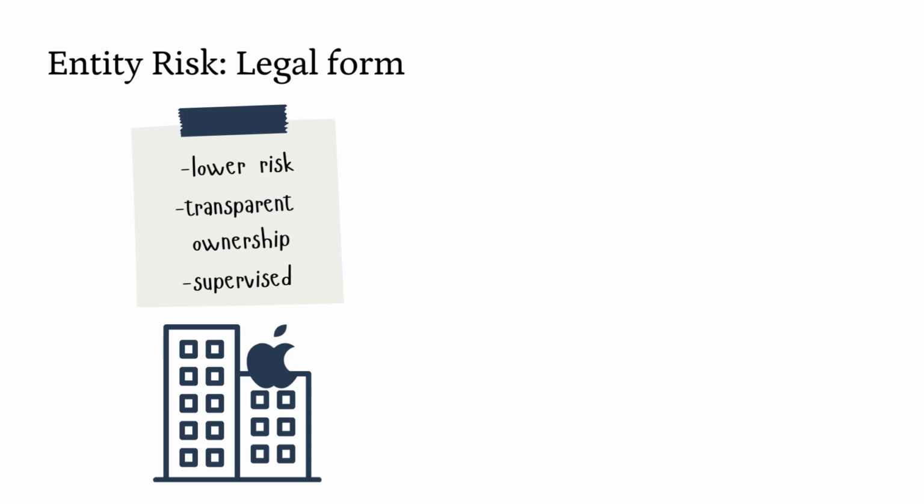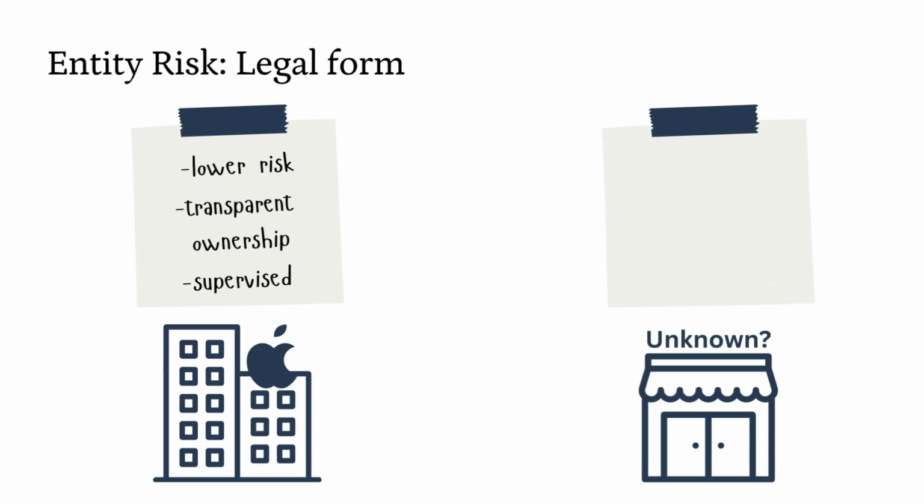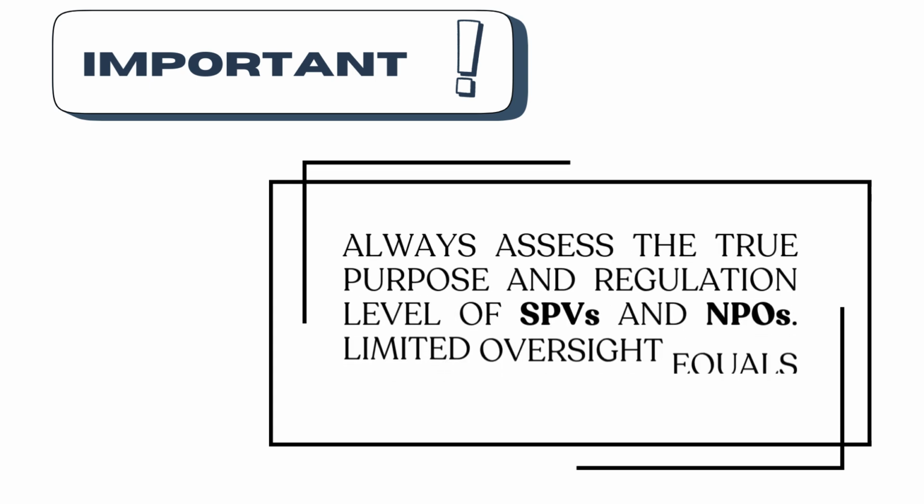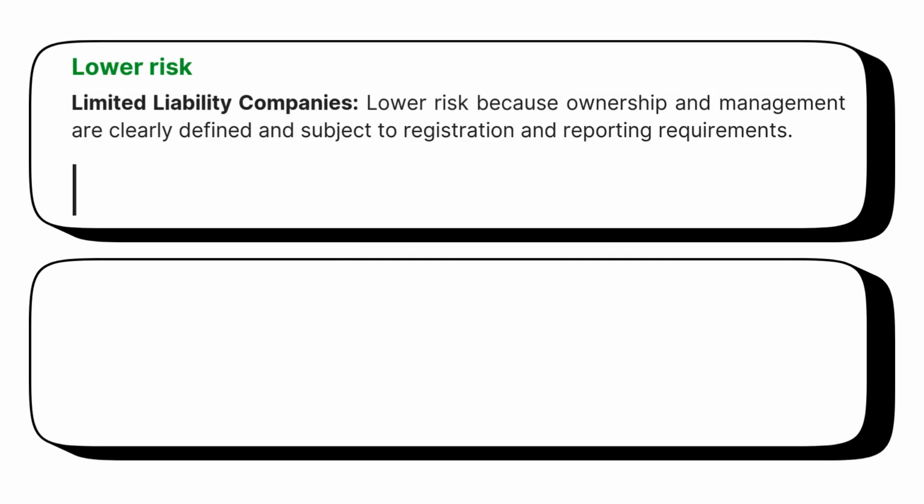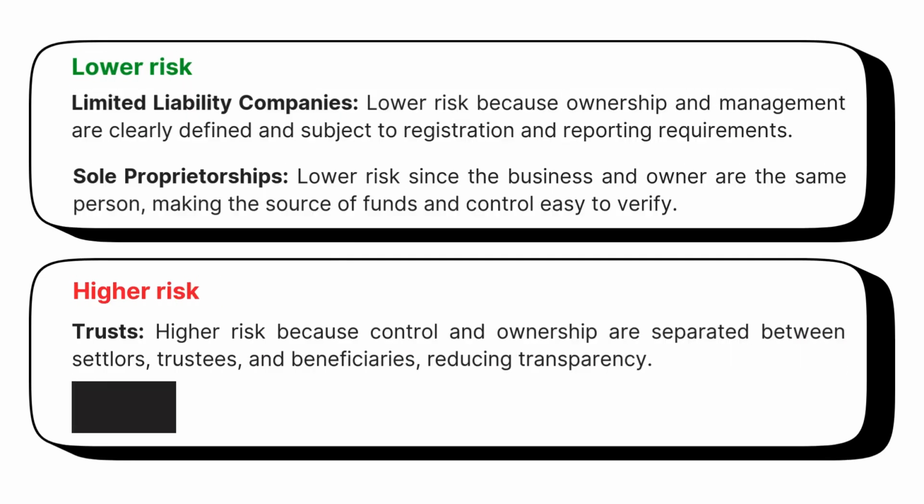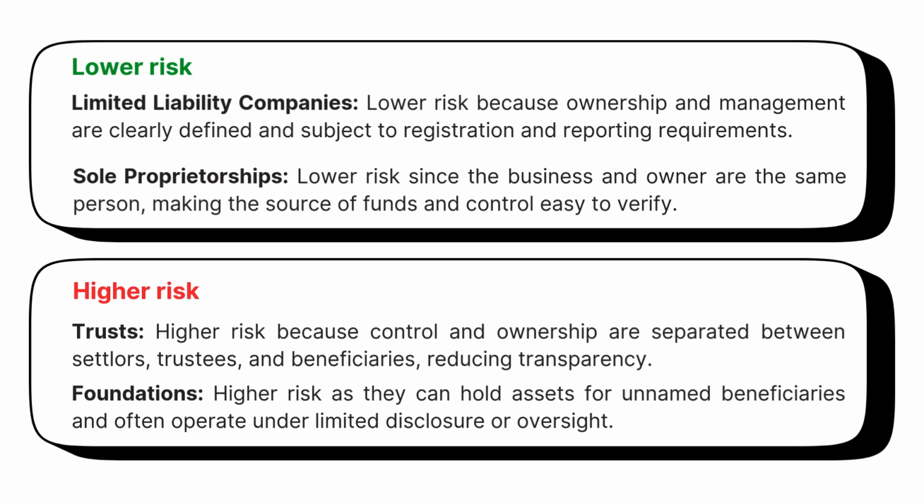On the other hand, private limited companies, trusts, or foundations can be much more opaque. You might have shareholders or controllers who are hidden behind layers of paperwork. And then you've got special purpose vehicles, SPVs, and even some nonprofits. These aren't always high risk, but when their activities aren't clear or they're lightly regulated, they can create blind spots. That's exactly where criminals like to hide. Now on the screen, you can see the common legal forms and the explanations why they are risky or not. Pause the video if you need more time to review.